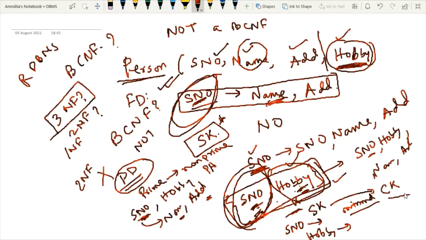So got my point? This relation person is not in BCNF, not in 3NF, not in 2NF. So what is the highest normal form? This is the trick. You have to remember that RDBMS by default is in 1NF. So the highest normal form in this case is 1NF.